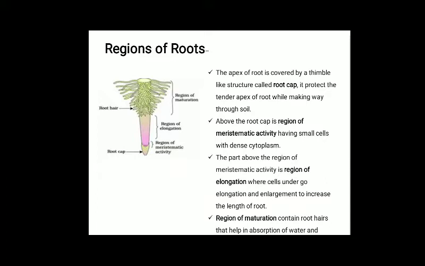The apex of the root is covered by a thimble-like structure called root cap. It protects the tender apex of the root while making its way through the soil. Above the root cap is the region of meristematic activity, having small cells with dense cytoplasm. The part above this is called the region of elongation, where cells undergo elongation and enlargement to increase the length. Lastly, we have the region of maturation. It contains root hairs that help in absorption of water and minerals.